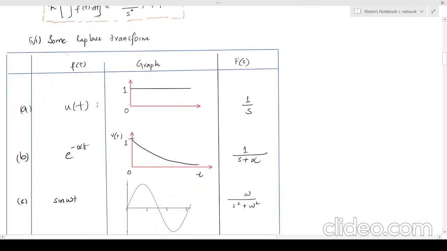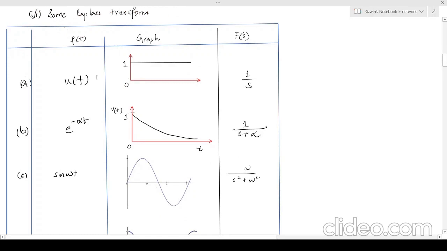Now, as we study circuit theory, we require a number of shortcuts, or transformations of functions, to be known. So here we are discussing a few transforms of functions. These are standard signals that we deal with. So I have listed f of t as the time domain signals, and F of s is its s domain, its Laplace transform.